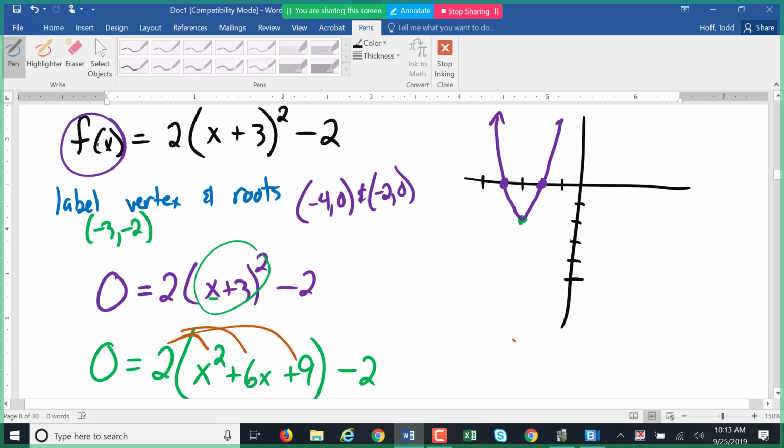So what if our equation is not in this graphing form? How do we find the vertex?